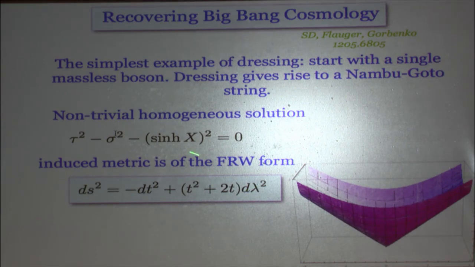Finally, I promised you a cosmology. The simplest case of this theory is a single massless boson, and then this deformation describes the Nambu-Goto string. And well, even earlier with Raphael and Victor, we noticed that for this theory there are cosmological solutions. Essentially this cosmology describes an infinitely long string, and there is a big bang singularity here on this light cone. But what I'm showing here is not the metric which I had before. That's the induced metric. So that's the metric which defines physical time delays in this theory.